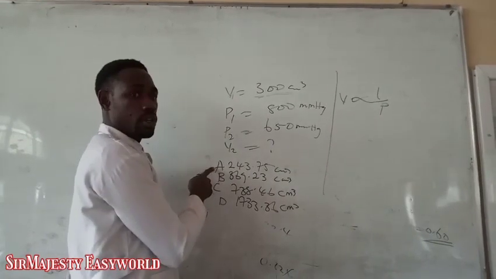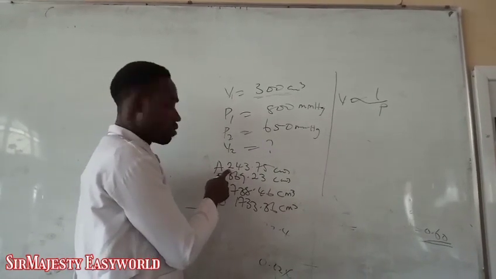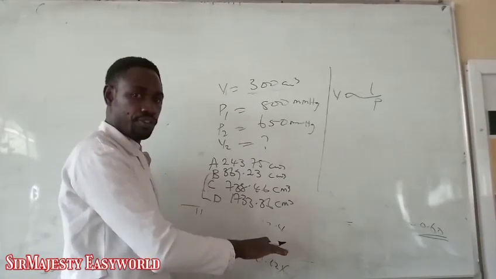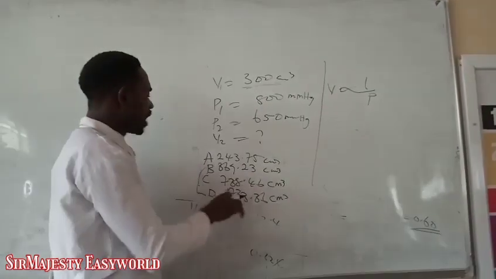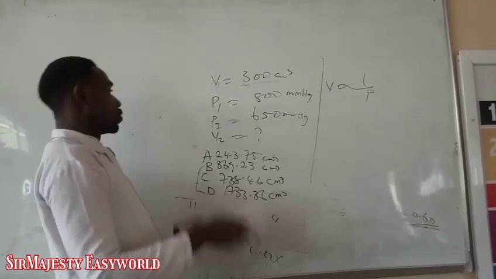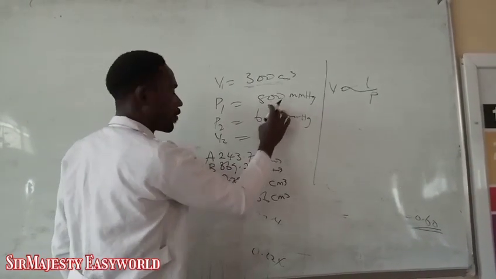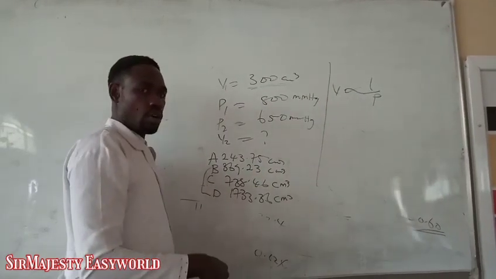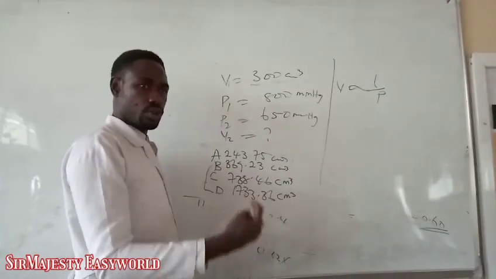Then watch this option. A can never be the option because A is below what? 300. Then we have B, C, and D that are all above 300. Then you check the rate at which the pressure is reduced. This is just a 150 difference. So the increase in volume will be within a small range.